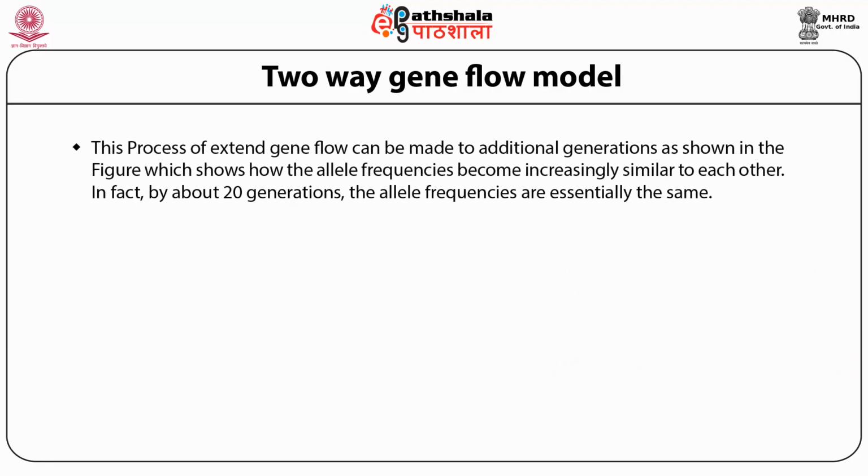This process of gene flow can be extended to additional generations as shown in the figure, which shows how the allele frequencies become increasingly similar to each other. In fact, over several generations, the allele frequencies become exactly the same.